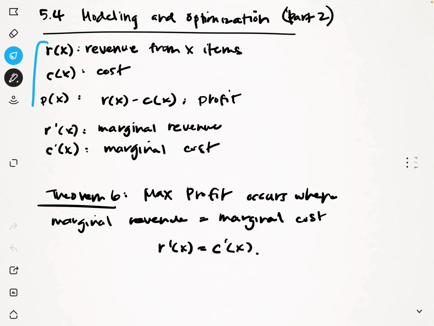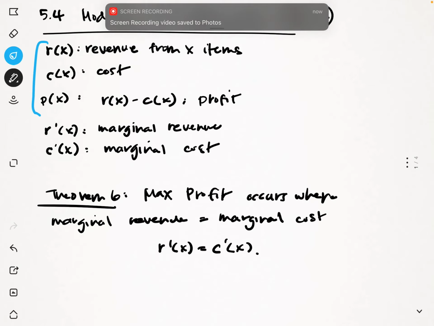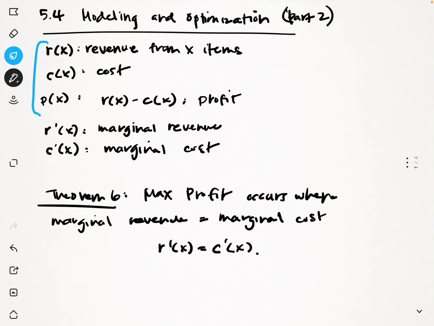Some things that you might need to know if we're running a business or manufacturing stuff: R of x represents revenue, meaning how much money you're getting in from selling the items. C is the cost, meaning how much it costs to make an item. And P of x is profit. We calculate our profit by taking the revenue, how much money we took in, minus the cost it took to manufacture that product, and then we get our profit. Two other things to note: R prime of x is the marginal revenue, and C prime of x is marginal cost. That'll come up as we're doing our theorems.